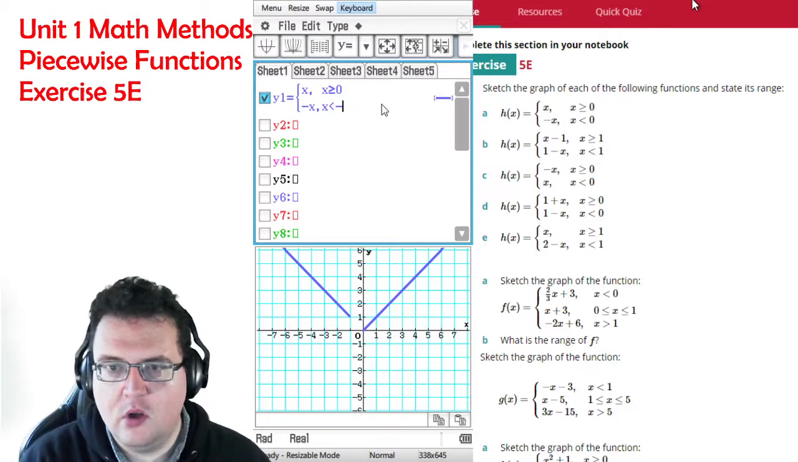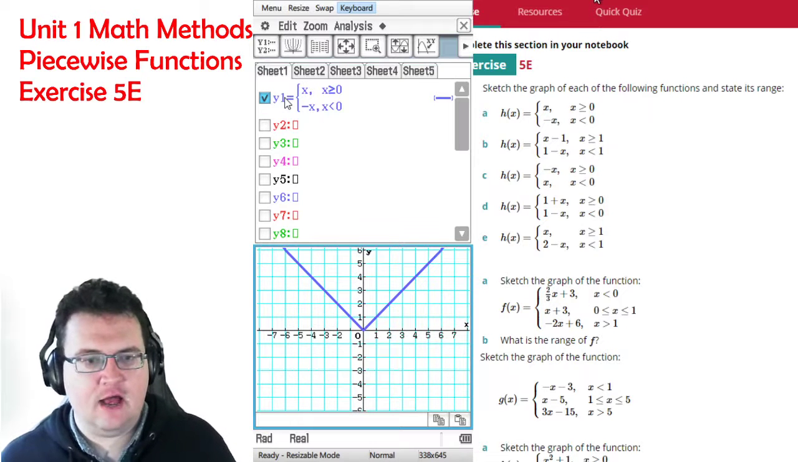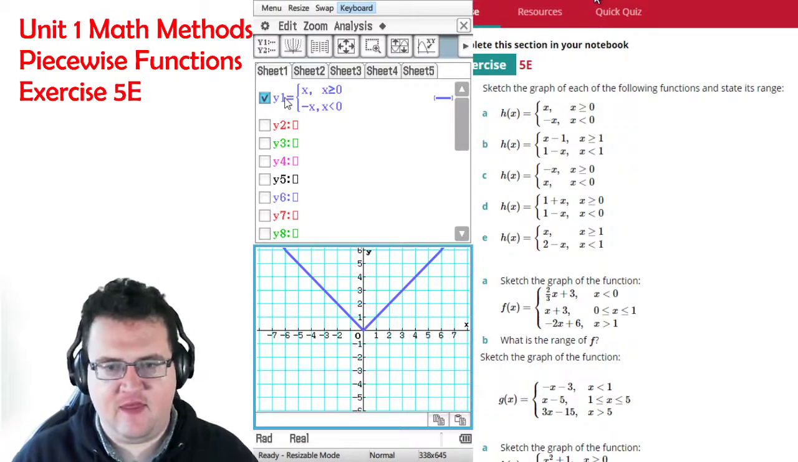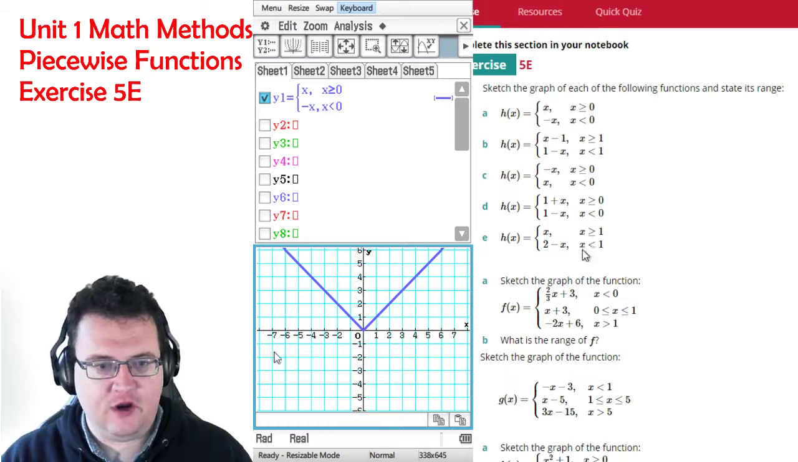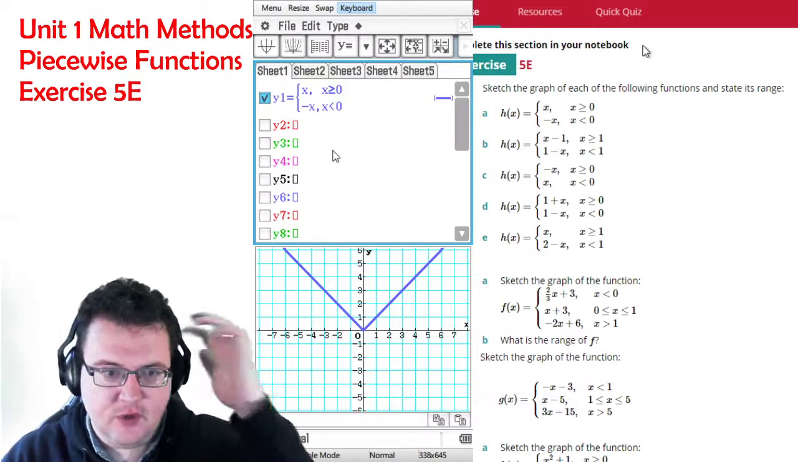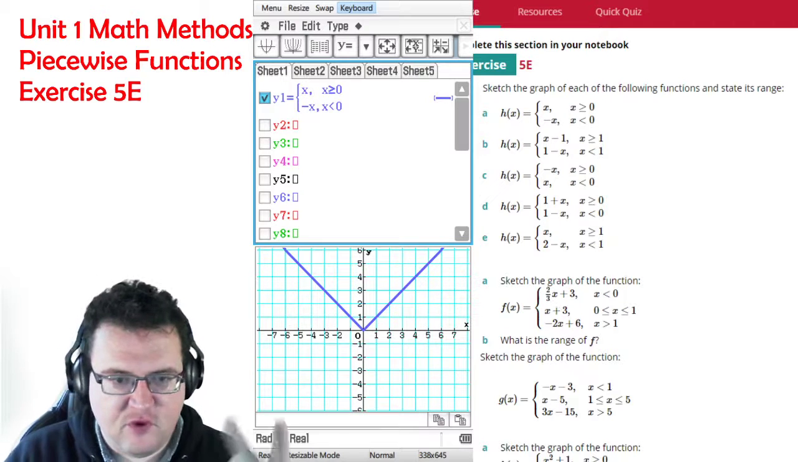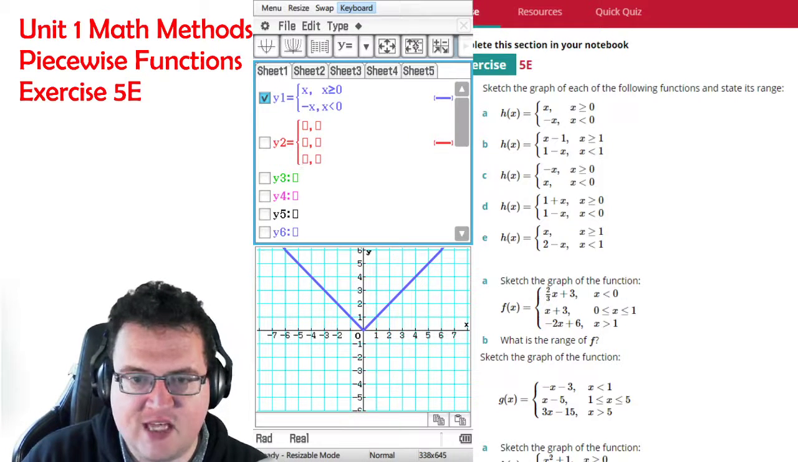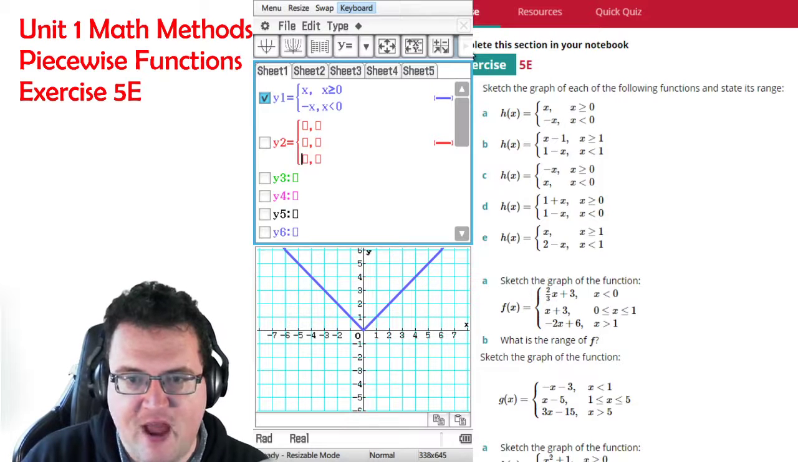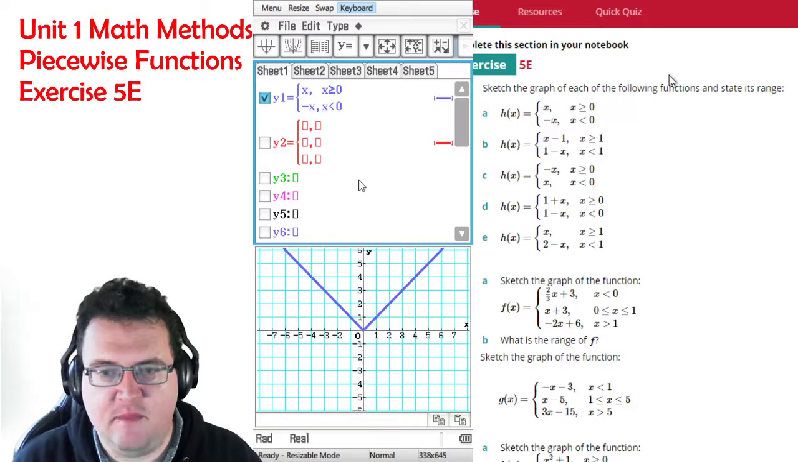So being aware of where these graphs are and how they connect together is useful when you're drawing these. For example, if I look at one of the later ones, this one down here, there are 3 pieces. So on the keyboard, I press that button twice. It's found under Math 3, the 4th column, 3rd one down. If I press that, I add extra rows to my piecewise function.